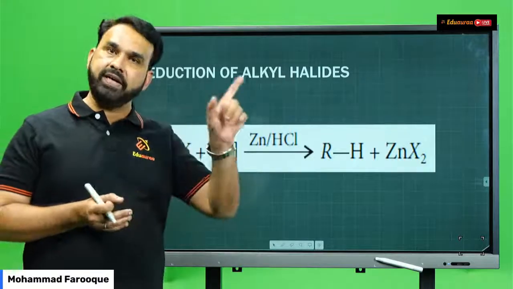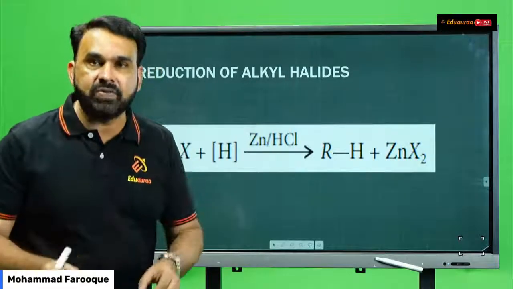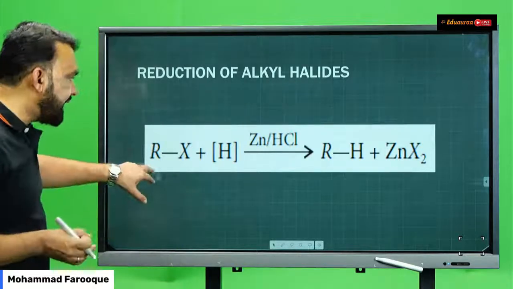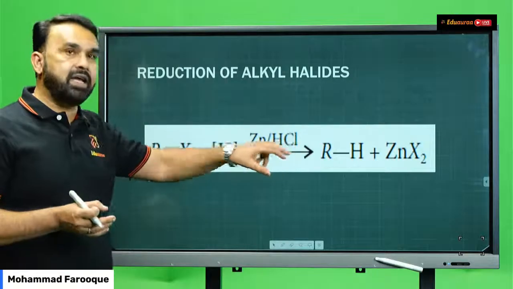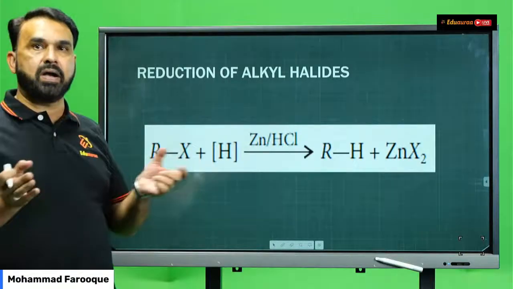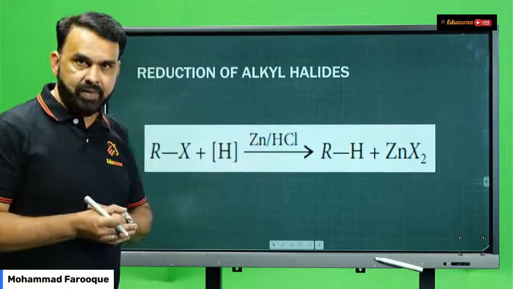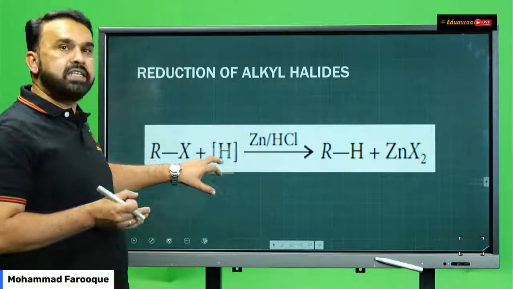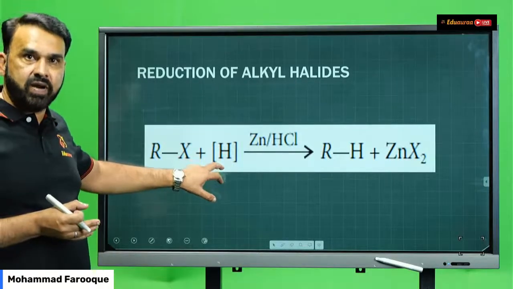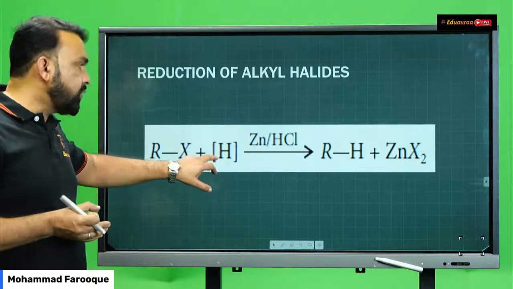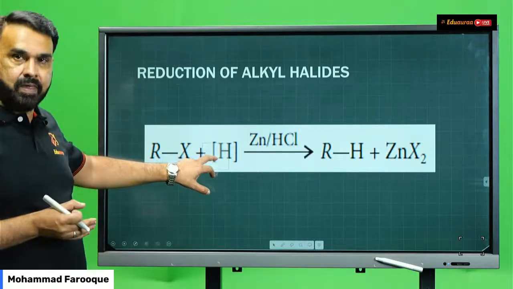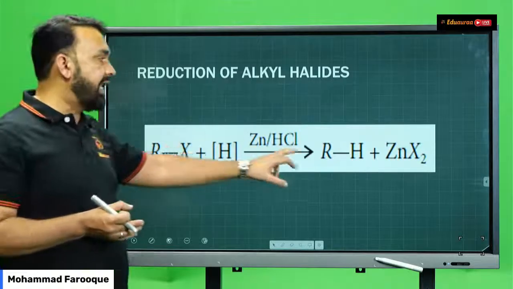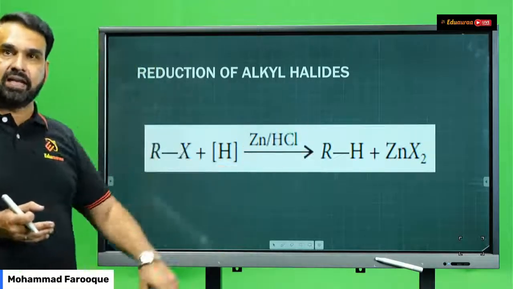Reduction of alkyl halides, we have already seen once. Alkyl halides were treated with lithium aluminium hydride. Here you can see that an alkyl halide is treated in the presence of zinc and hydrochloric acid, or you can say it can be zinc-copper couple and hydrochloric acid. This produces nascent hydrogen. If you take two atoms of nascent hydrogen, one hydrogen is going to combine with the R group and form alkanes. So this is reduction of alkyl halides to alkanes.